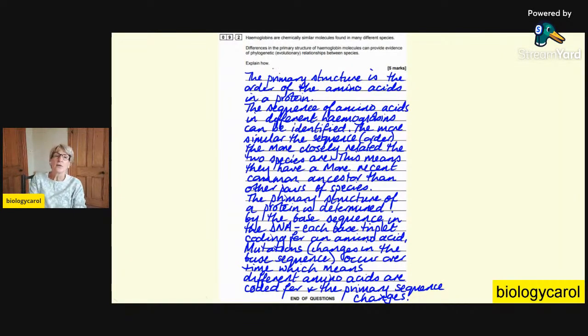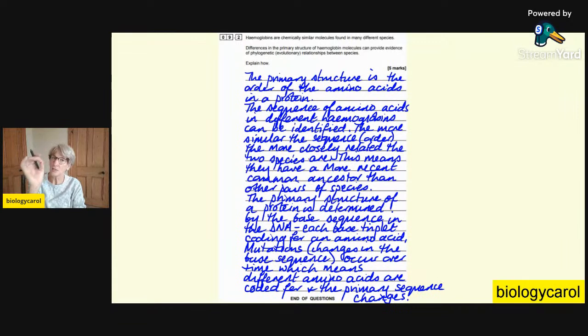Right. The first thing I did was notice that they hadn't defined primary structure. So I thought, let's kick off. Let's define primary structure, and let's also make sure that we really nail what phylogenetic relationships mean. So primary structure is the order of the amino acids in a protein. The sequence of amino acids in different hemoglobins can be identified. You can work out the sequence. The more similar the sequence order, the more closely related the two species are.